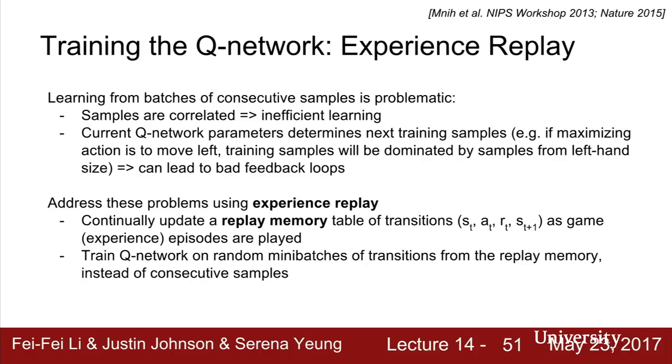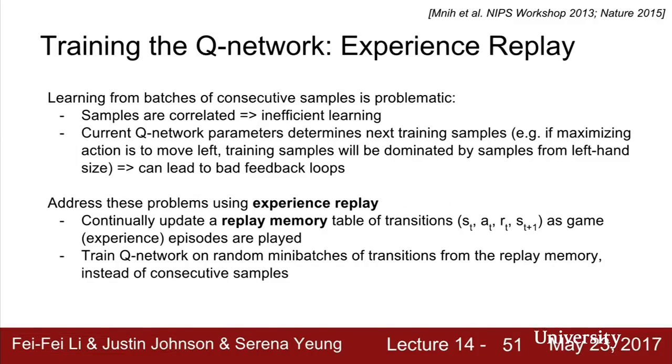And so the way that we are going to address these problems is by using something called experience replay, where we're going to keep this replay memory table of state action reward next state transitions, and we're going to continuously update this table with new transitions as game episodes are played, as we're getting more experience. And so now we can train our Q network on random mini batches of transitions from the replay memory. So instead of using consecutive samples, we're now going to sample random transitions across those we've accumulated, and this breaks all of these correlation problems that we had earlier.